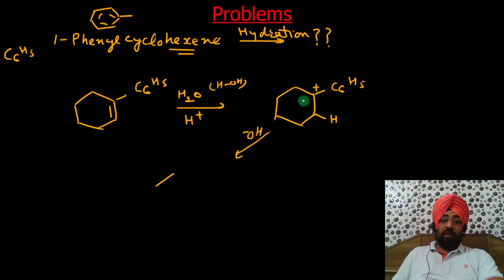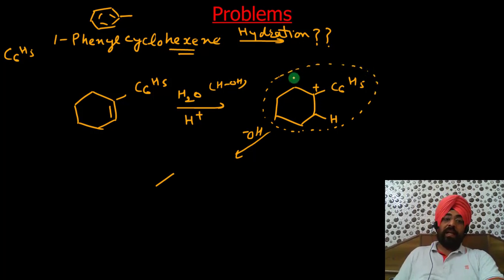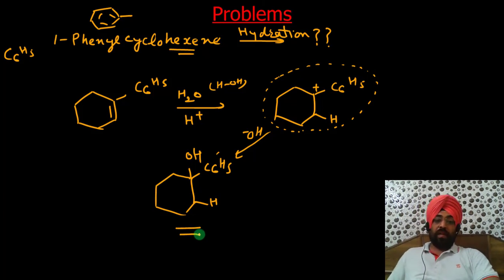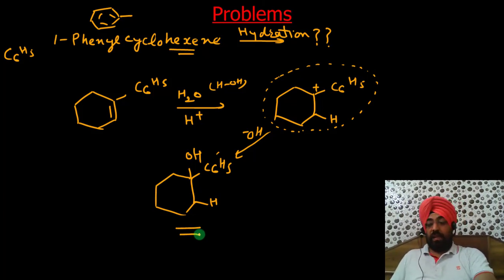How to solve such problems? First try to identify the carbocation formed according to Markovnikov's rule. Then look for any possibility of rearrangement. If there is no possibility of rearrangement, directly add the nucleophile to the carbon having the positive charge. So 1-phenylcyclohexanol will be the product obtained from this reaction.